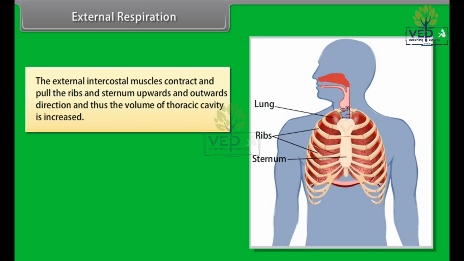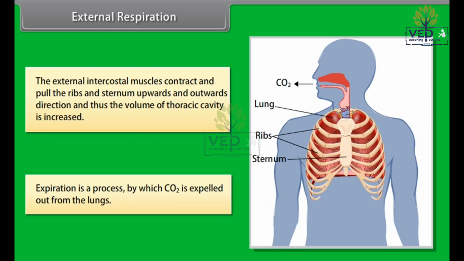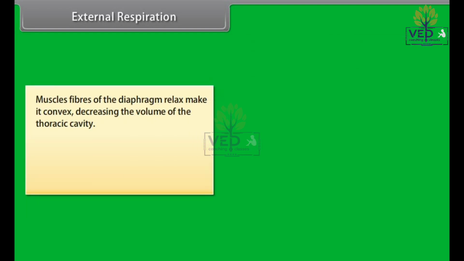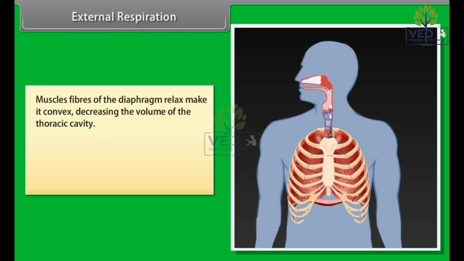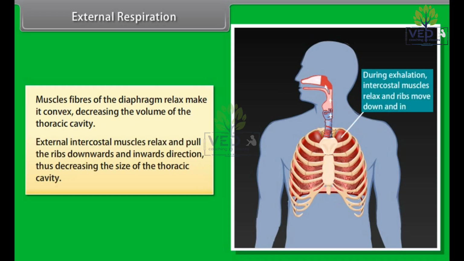Expiration is a process by which CO2 is expelled out from the lungs. Muscle fibers of the diaphragm relax, make it convex, decreasing the volume of the thoracic cavity. External intercostal muscles relax and pull the ribs downwards and inwards direction, thus decreasing the size of the thoracic cavity.